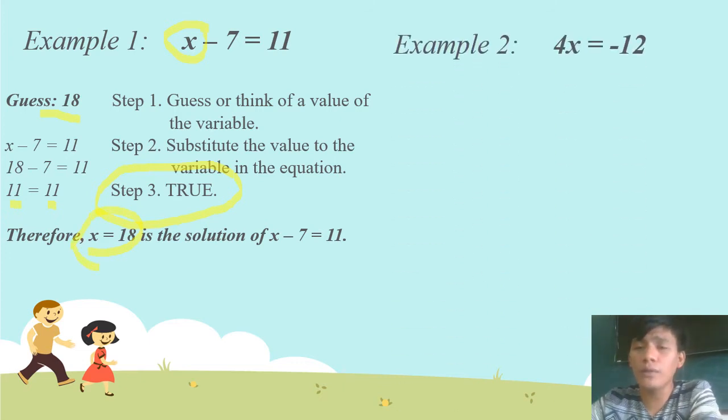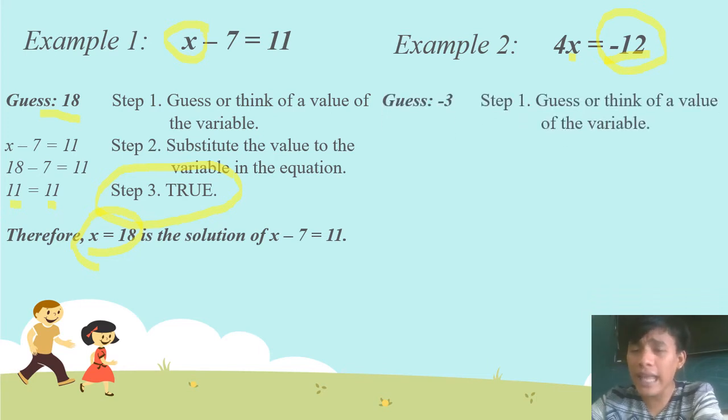Let's have example 2. 4x is equal to negative 12. What is the value of x such that the result is negative 12? When you multiply 4 by x, what number, or what is the value of x, gives a result of negative 12? Let's try to guess. I think that will be negative 3.